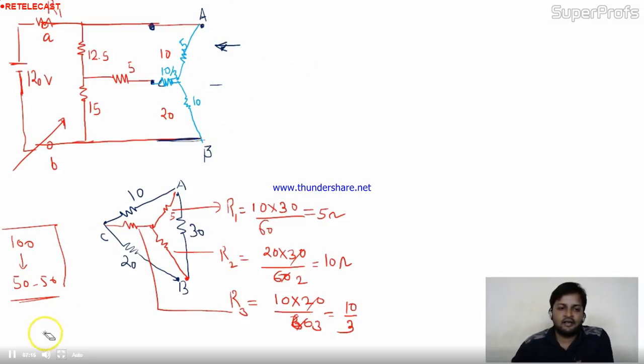Now tell me, in this resultant circuit, these 5 and 10, are they in series? No series. Why? Because in between them another branch is connected. Okay. So are they in parallel? No, they are not in parallel. But this 5 and 10 by 3, these are in series combination. So we can simply add 5 plus 10 by 3. Okay, I'll remove this portion.